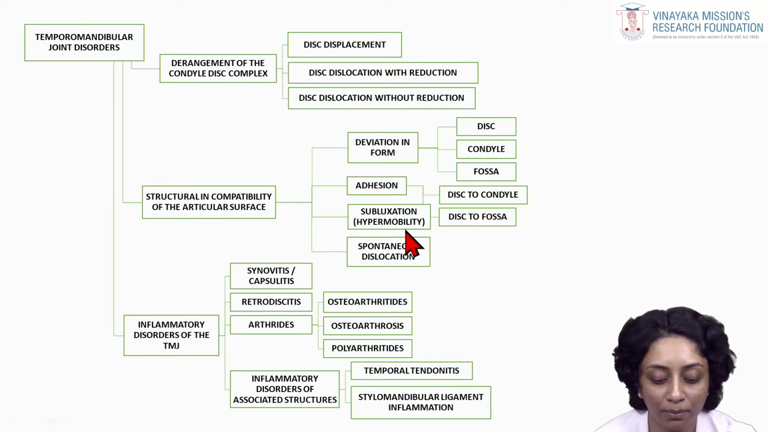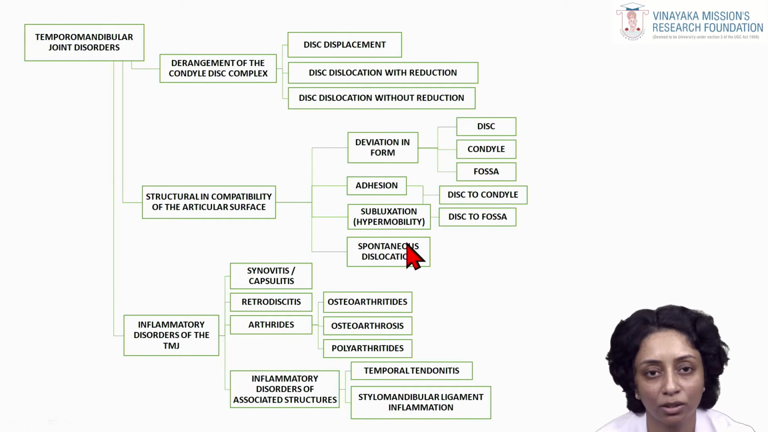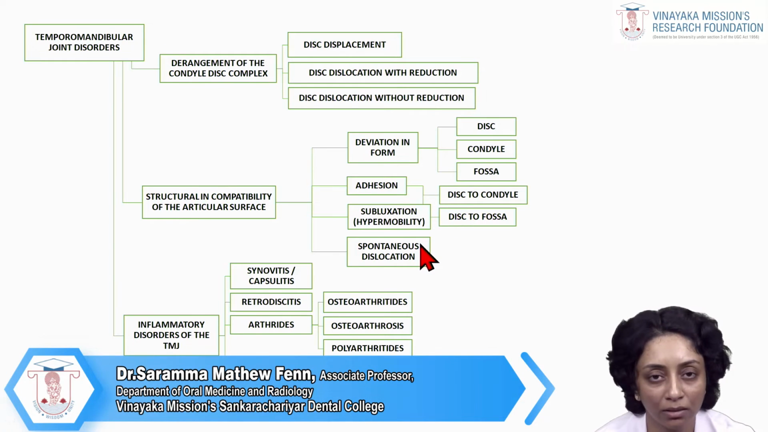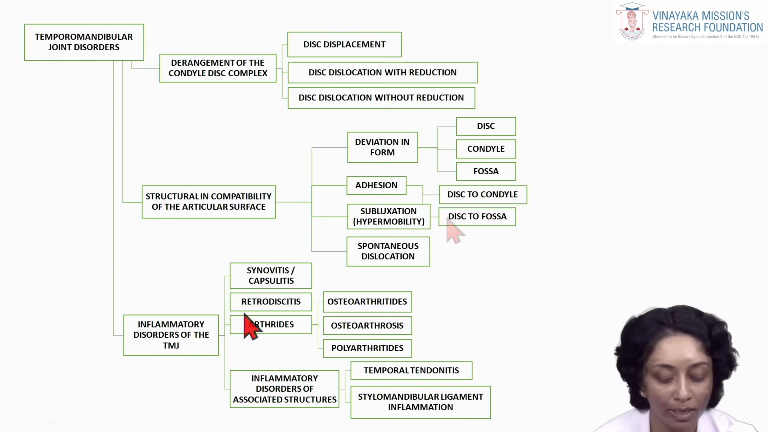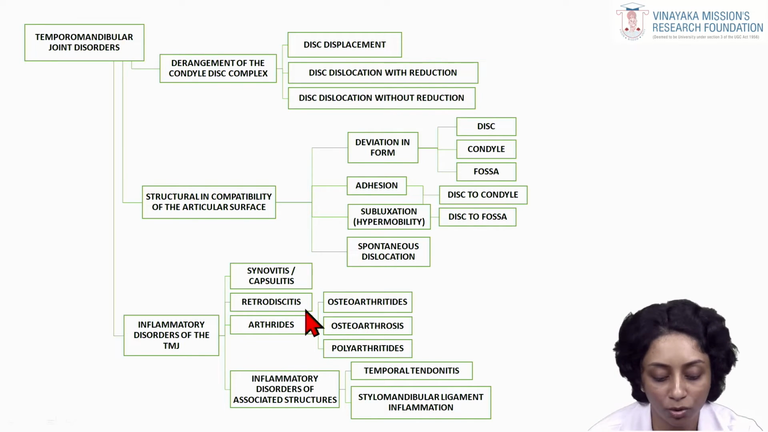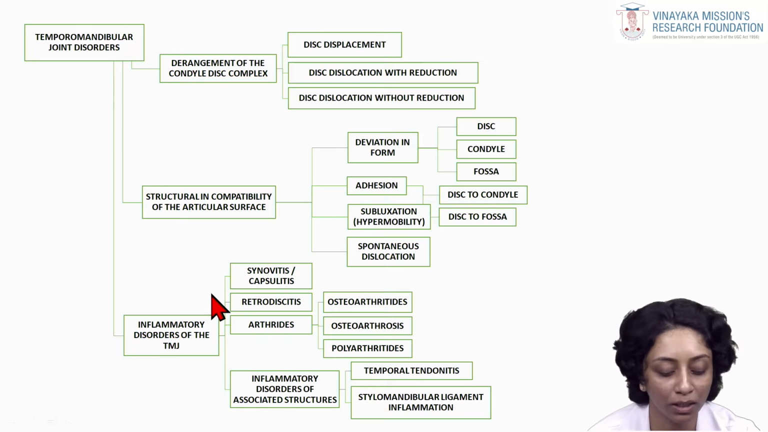And then there is subluxation, that is either due to hypermobility, or there is spontaneous continuous dislocation, that is, the mandible or the condyle always moves out of the socket, similar to a knee or shoulder dislocation. Then there is the classification of the inflammatory disorders of the TMJ, under which there are various inflammatory diseases like synovitis, retrodiscitis, and arthritis like rheumatoid arthritis and osteoarthritis. All this inflammatory component is grouped under inflammatory disorders of the TMJ.